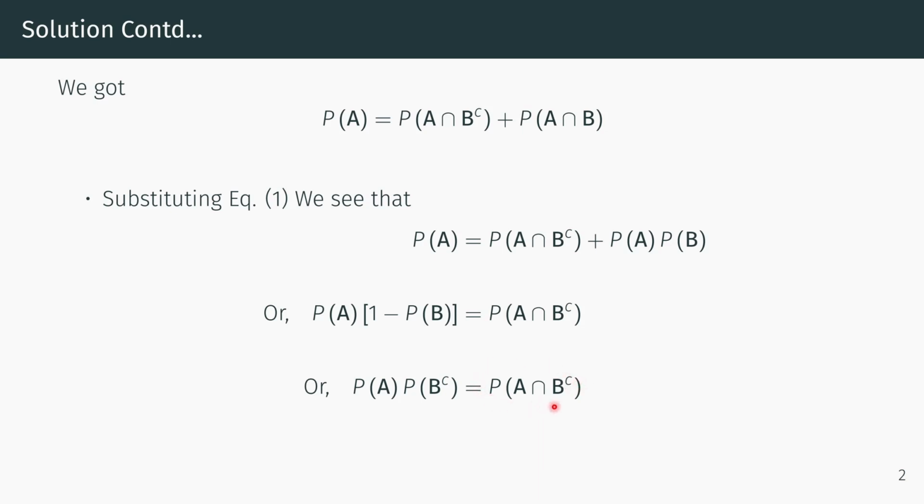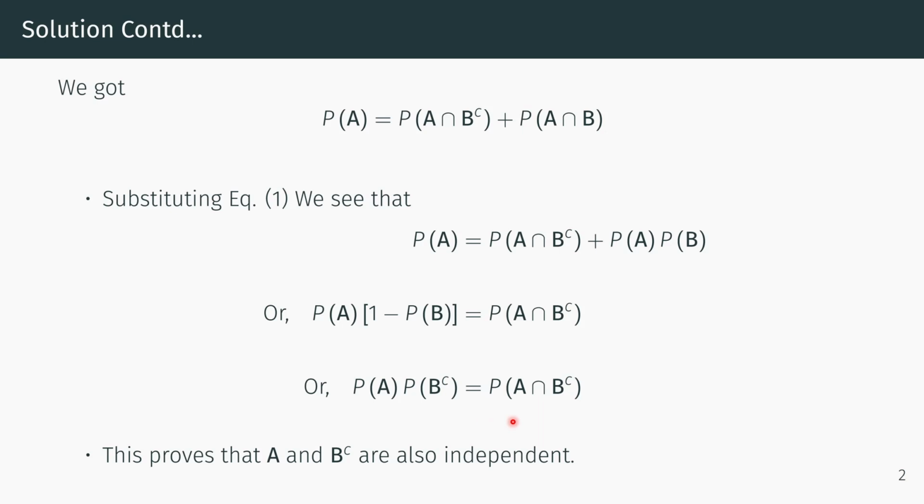So what do you observe here? You observe that the probability of the intersection of the two events A and B complement can be written as the product of individual probabilities. What does this mean? This means that the two events A and B complement are independent. Why? I repeat, we were in a position to write probability of A intersection B complement as probability of A times probability of B complement, which is the product of individual probabilities. If you can achieve this, then the corresponding events are independent.